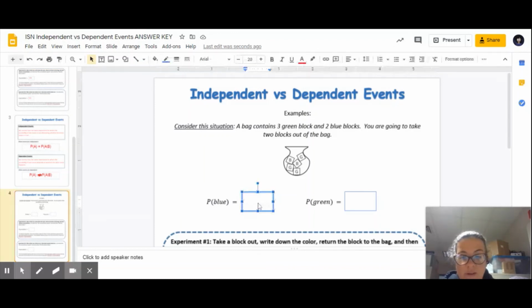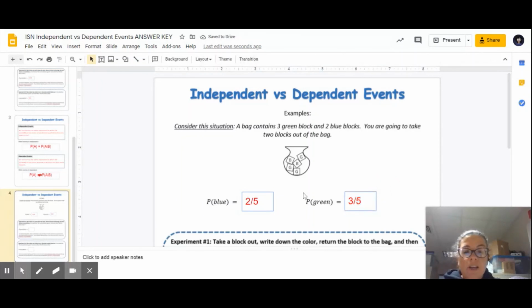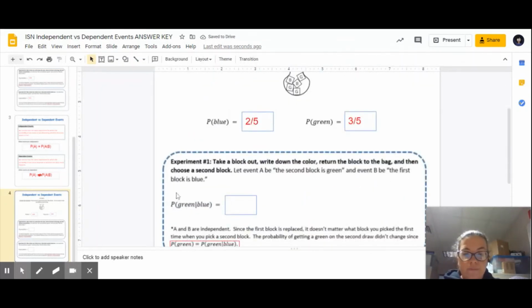I lost my text box here. Here we go. 2 out of 5. And the probability of pulling a green is 3 out of 5. But we're going to look at 2 different situations and how they differ.